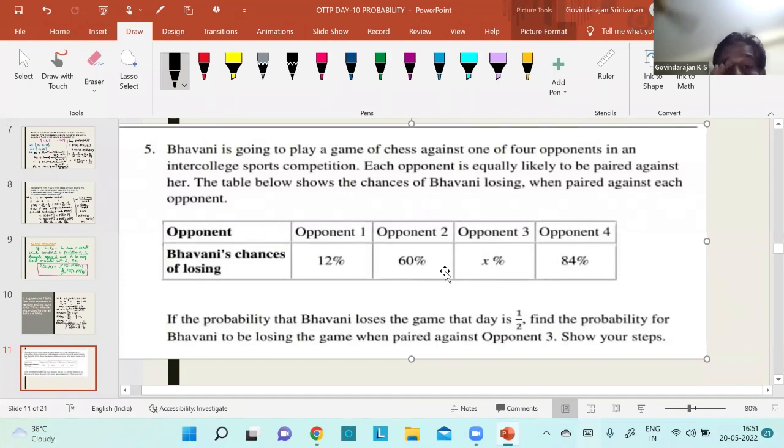So Bhavani is going to play a game. I found this question recently in some sample paper. I don't know, it's from some other school's question paper that I have found.